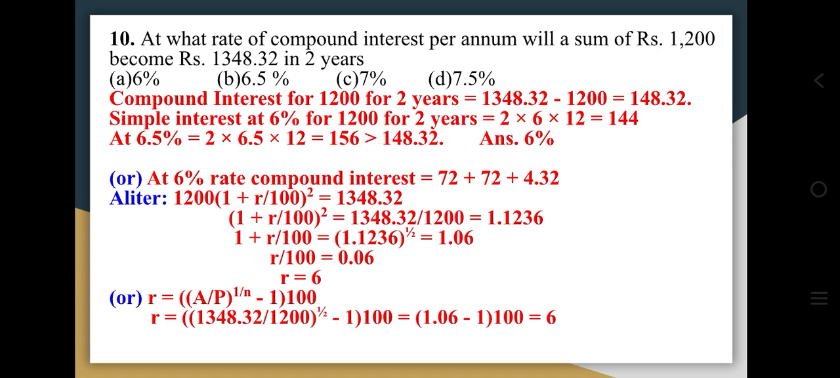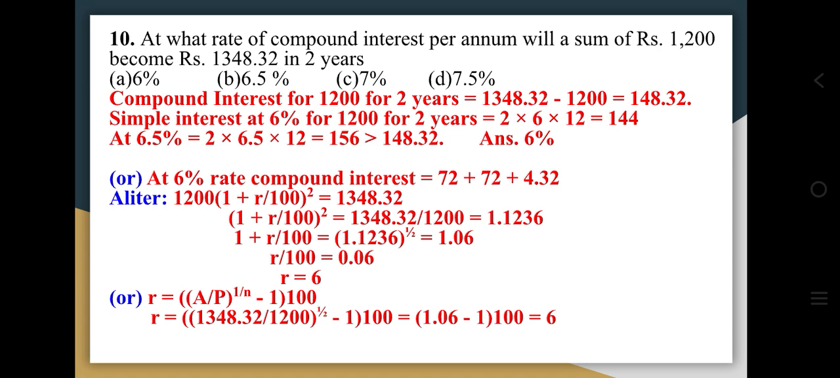But what is the alternate method? The alternate method is using the formula for compound interest. We know that the principal amount P becomes P into (1 plus R by 100) power N in N years. In this problem, the principal amount P is 1200. What is N? The number of years is 2. So 1200 into (1 plus R by 100) whole power 2 is 1348.32.